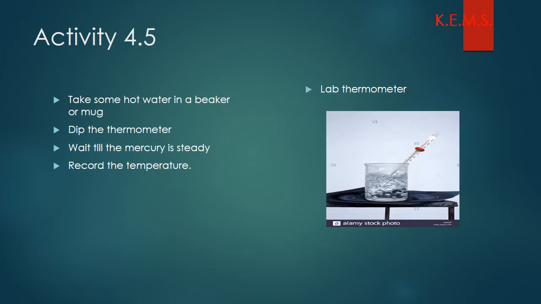Our next activity is activity 4.5 in your textbook. You have to take some hot water in a beaker or a mug and dip the thermometer. Wait till the mercury is steady. Record the temperature. So you can see in boiling water we are dipping the lab thermometer and observing the temperature.